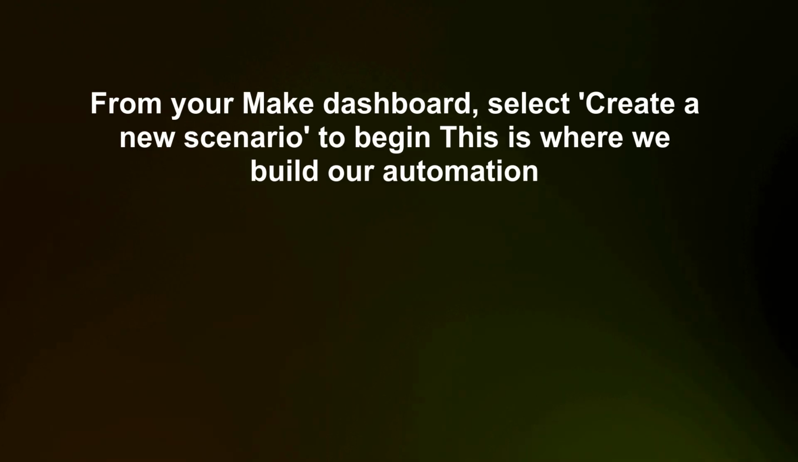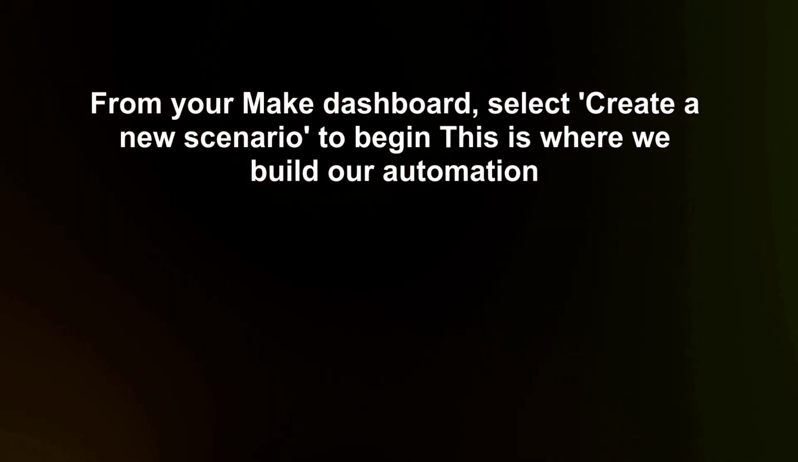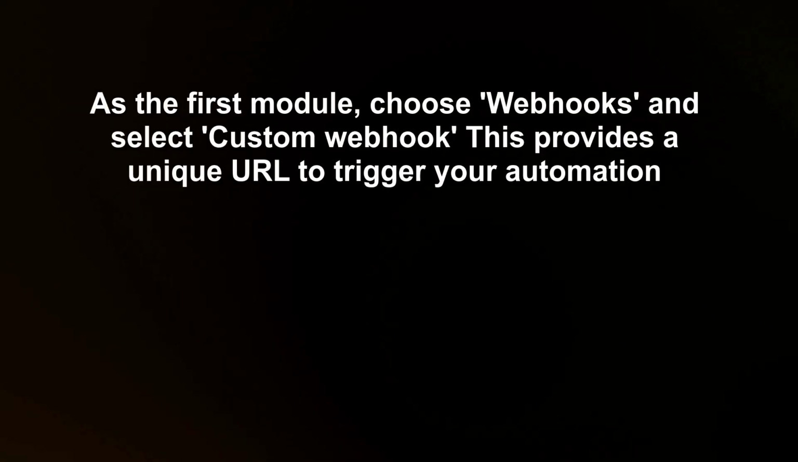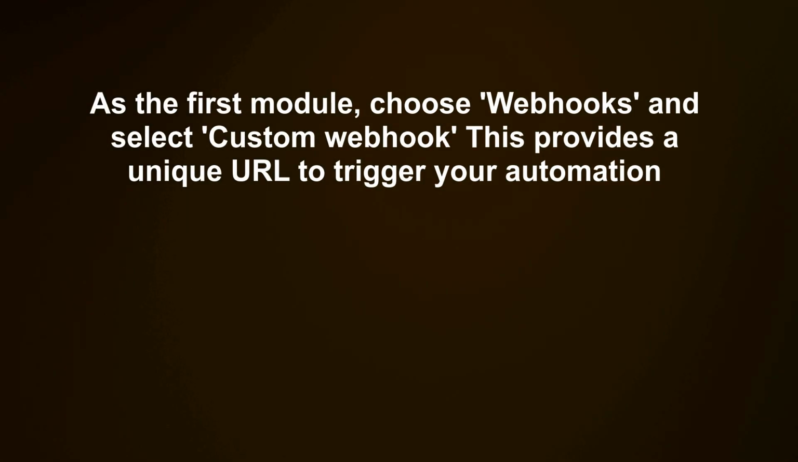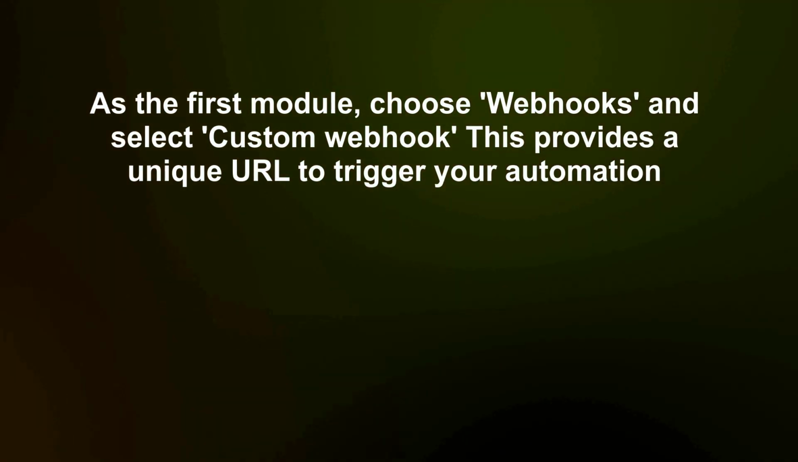Now, head to Make, log in or create your free account. From your Make dashboard, select Create a new scenario to begin. This is where we build our automation. As the first module, choose Webhooks and select Custom Webhook. This provides a unique URL to trigger your automation.